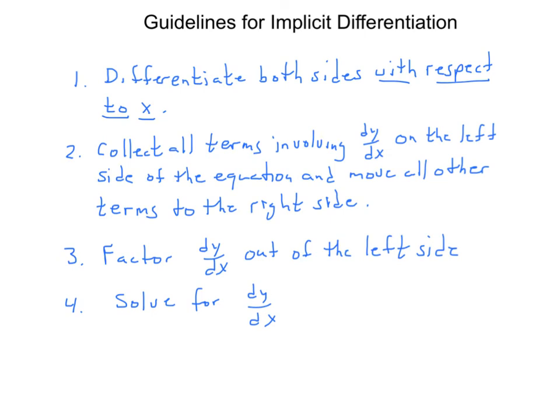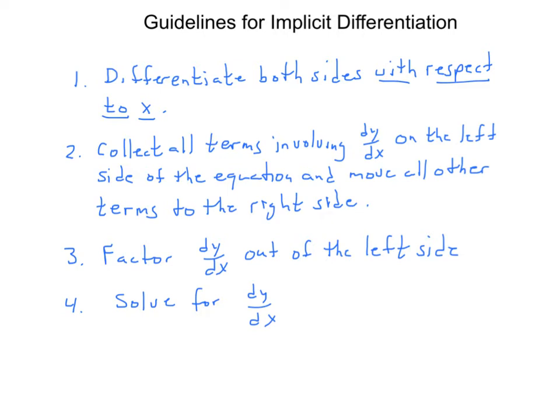Let's look at some guidelines for implicit differentiation. The very first thing you need to do is differentiate both sides with respect to x. You have to remember that it is with respect to x. That way, if you're taking the derivative of something that isn't x, you remember that you multiply that by the derivative of that letter, whatever it happens to be, with respect to x.